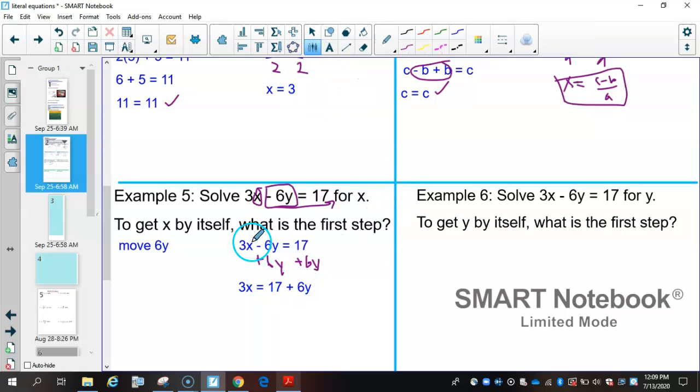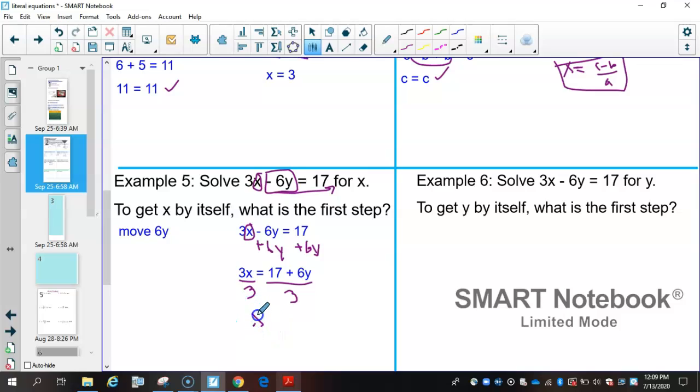We're still trying to get x by itself, and right now the only thing next to x is this 3. So that means 3 and x are multiplying, so to get rid of that, or to undo that, we're going to divide. So x equals 17 plus 6y all divided by 3. Now, you can leave this as your answer, and that would be definitely fine.